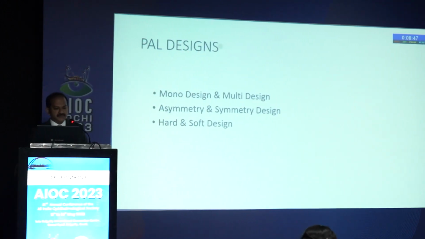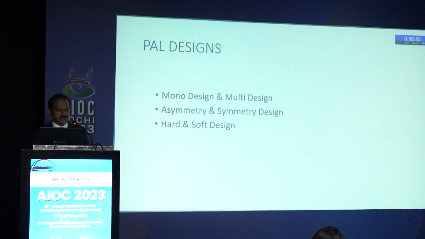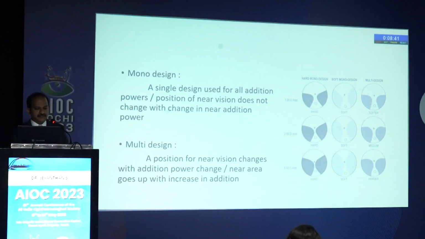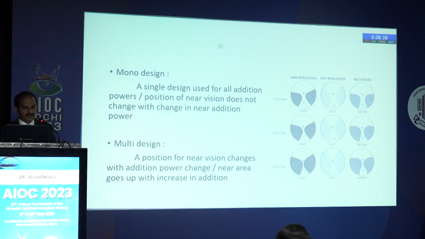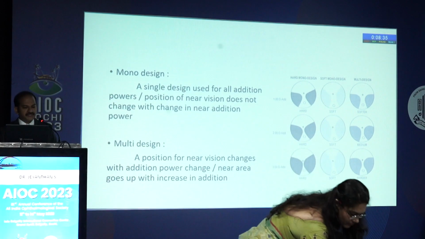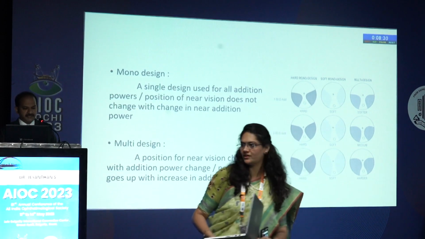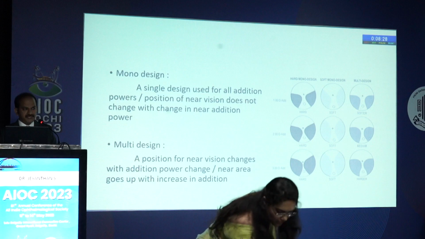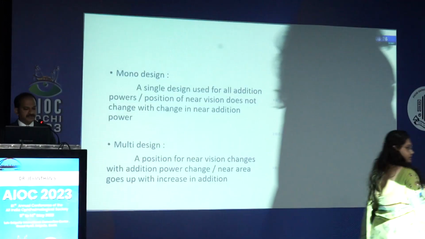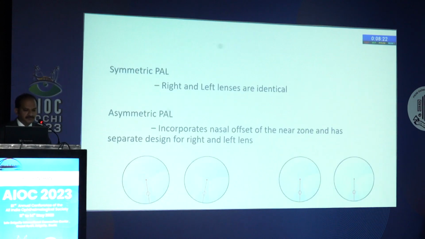So basically the designs are mono and multi design. We have asymmetric, symmetric patterns and hard and soft designs. Mono design is a single design used for all addition powers, whether it is 1, 2 or 2.5. So the position of the near vision does not change with change in the near addition power. In a multi-design, the position for the near vision changes with addition of the power change, and the near area goes up with increase in addition.